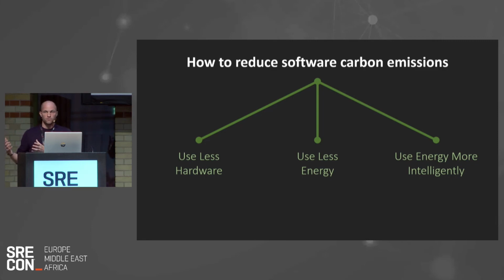You can also shift regions. Australia, for example, runs on a lot of coal. The east coast of the United States runs on a lot of coal, but the west coast runs on a lot of solar and wind and hydro. And so just moving your machines around, even within a geo, will be very useful and help you reduce your overall intensity.